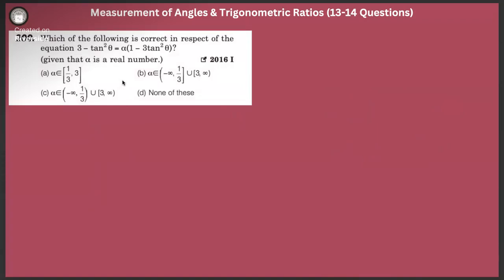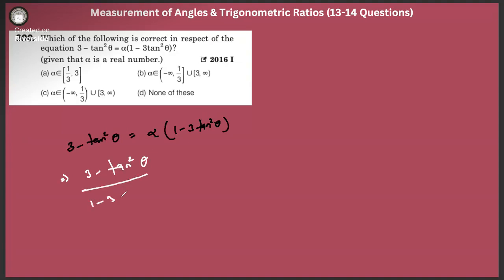Which of the following is correct with respect to the equation (3 minus tan square theta) divided by (1 minus 3 tan square theta) is equal to alpha? This is how it is. 3 minus tan square theta over 1 minus 3 tan square theta is equal to alpha. Can we write it like that?